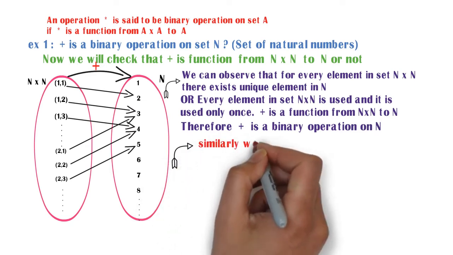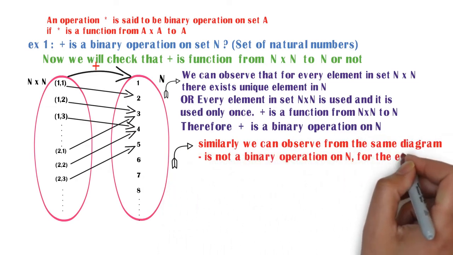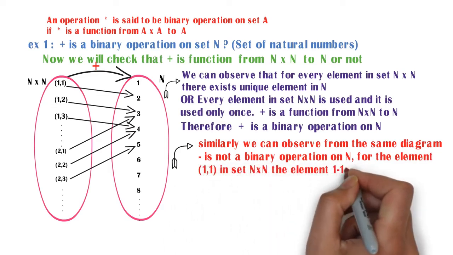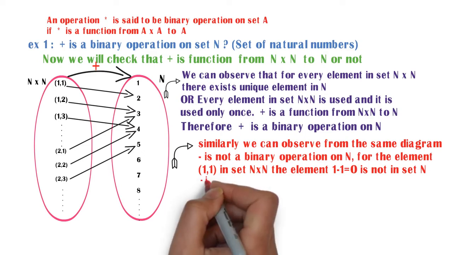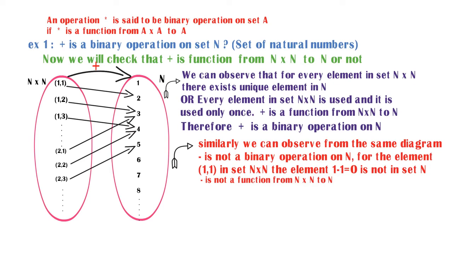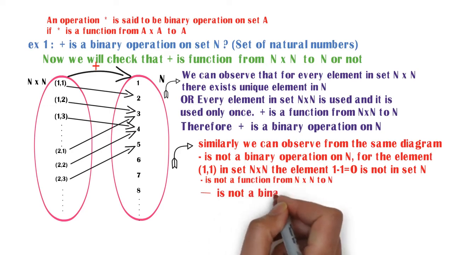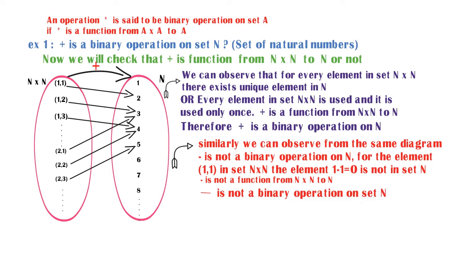Similarly, let's check whether subtraction is a binary operation on set N. You observe for the element (1, 1) in set N cross N, there is no element in set N. 1 minus 1 is what? 0. 0 is not in set N. That means when the operation is subtraction, there is no element in set N. So subtraction is not a function from N cross N to N. Therefore, subtraction is not a binary operation on N.